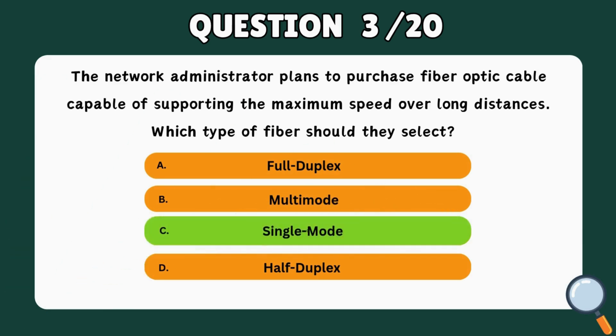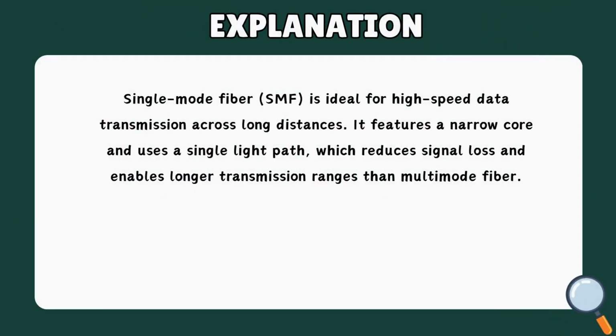Correct answer: C. Single mode. Single-mode fiber, SMF, is ideal for high-speed data transmission across long distances. It features a narrow core and uses a single light path, which reduces signal loss and enables longer transmission ranges than multi-mode fiber.